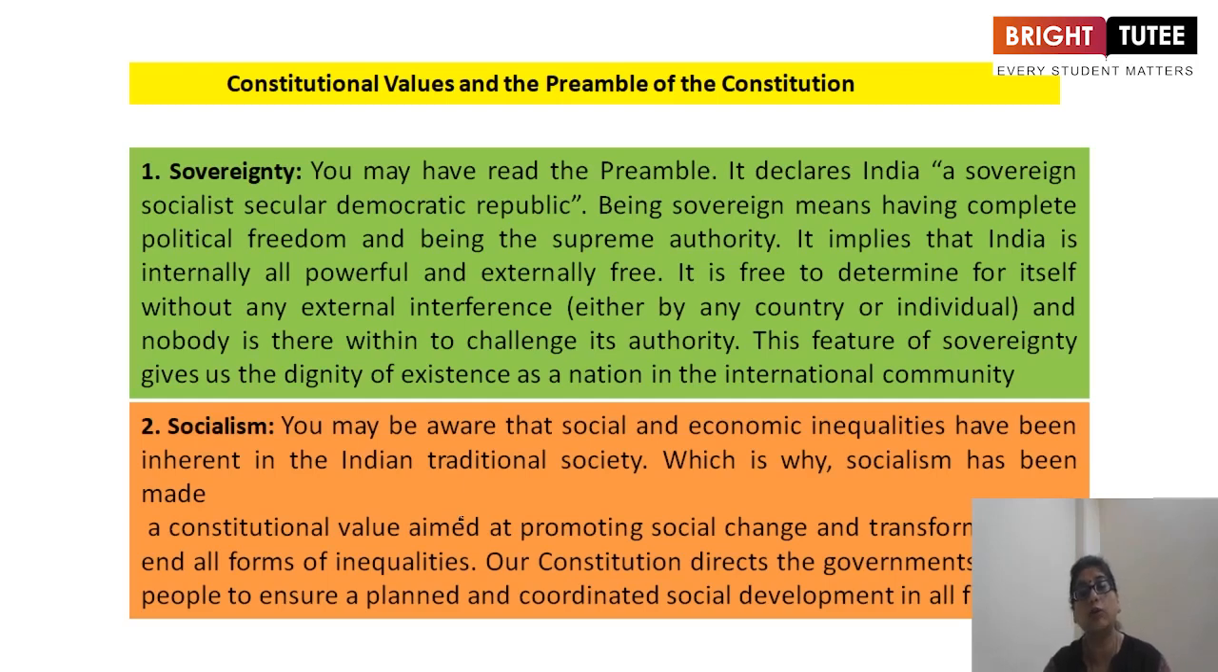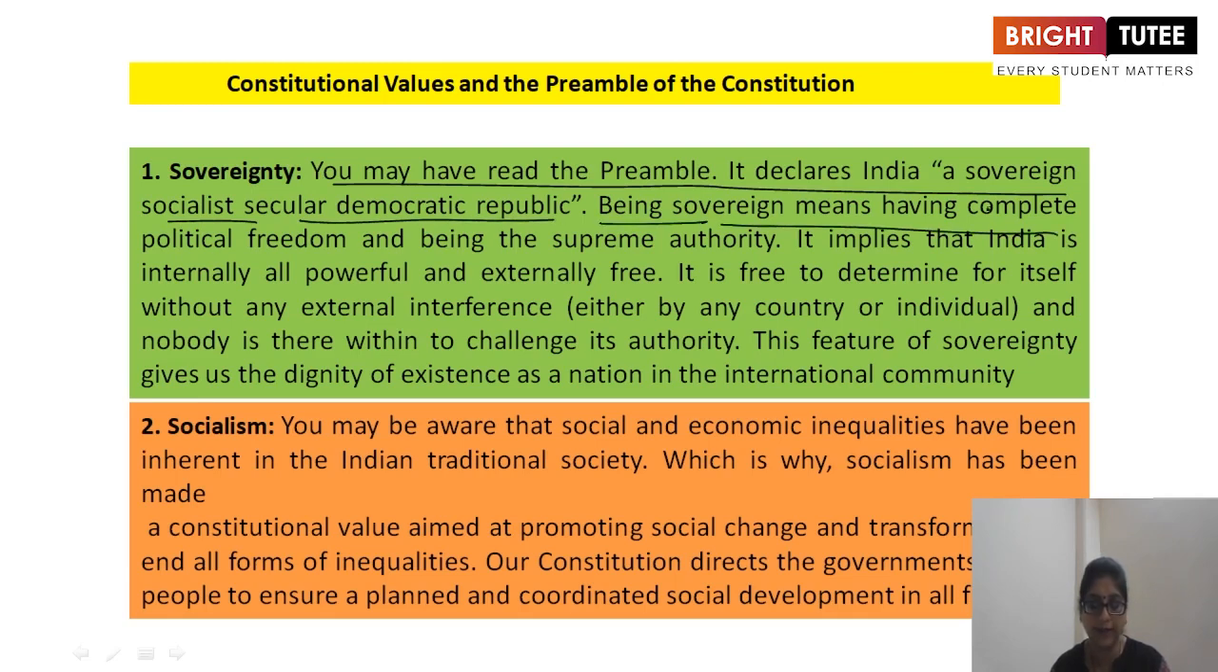Now let's talk about constitutional values and the preamble of the constitution. What are the things which are being included here and what does that mean? Sovereignty. You may have read the preamble. It declares India a sovereign, socialist, secular, democratic republic.